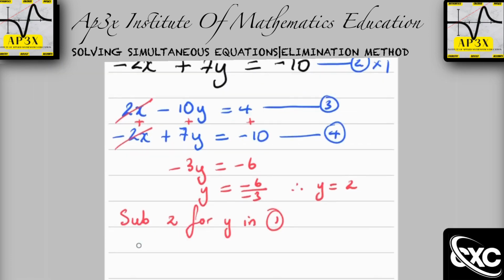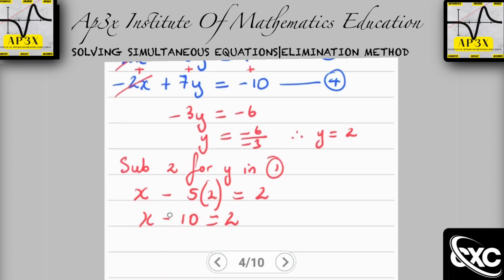So I'm going to go ahead then and say since y is in fact 2, I'm going to have x take away 5 multiplied by the value of y, which is 2, and that's going to be equal to 2. So then x take away 10 is equal to 2, and then very simply then transpose negative 10.